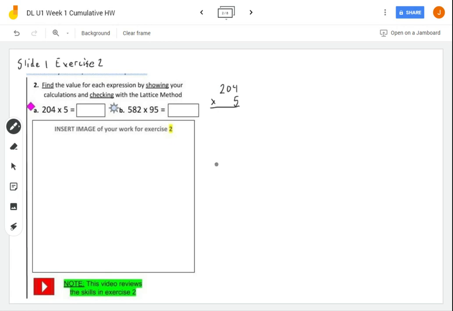And for lattice method, you draw a box. You split it into the number of digits that is the larger amount here. So there's 3. So 1, 2, 3. So you can see there are 3 boxes. And you make it as tall as the number of digits here. In this case, there's only 1. So it's 1 box tall, 3 boxes long. Next, what you do is you place the numbers on top and on the right side so that you can do the multiplication. So 204 and 5.